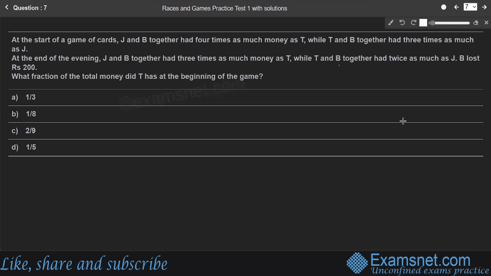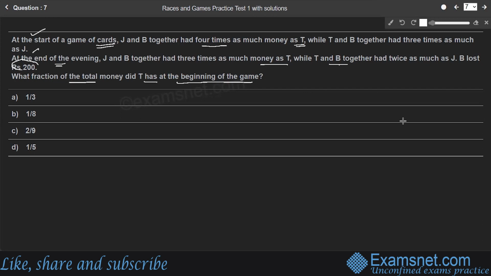Question number 7. At the start of a game of cards, J and B together had 4 times as much money as T, while T and B together had 3 times as much as J. At the end of the evening, J and B together had 3 times as much money as T, while T and B together had twice as much as J. B lost 200 rupees. What fraction of the total money did T have at the beginning of the game?